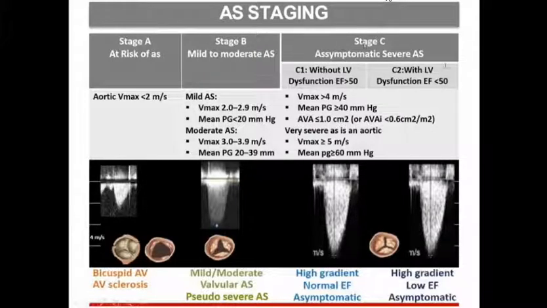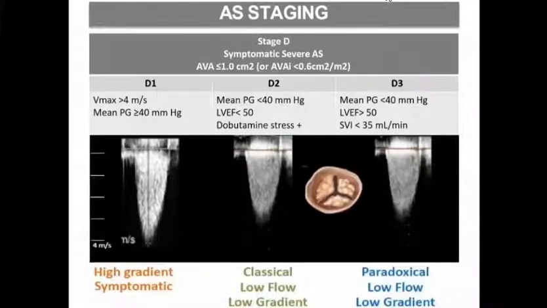Stage C is asymptomatic severe AS. When the LV ejection fraction is more than 50, that is C1, and in C2 there is LV dysfunction. Velocity is more than 4, mean gradient more than 40, valve area less than 1, or index less than 0.6 per meter squared. Very severe is when velocity is more than 5 and mean gradient more than 60. So there are two variants, one with normal EF and the other with LV dysfunction.